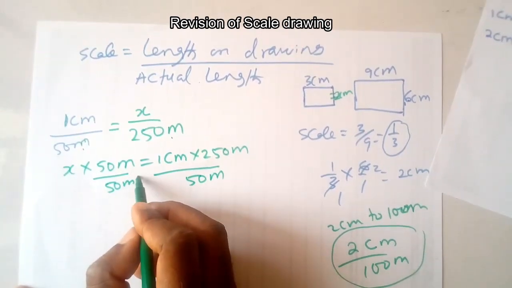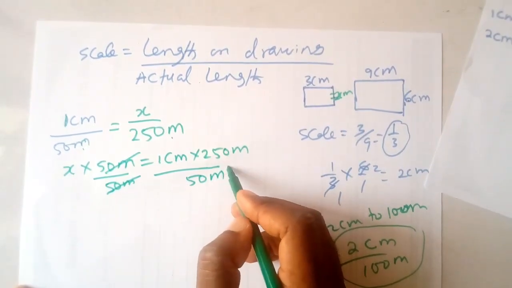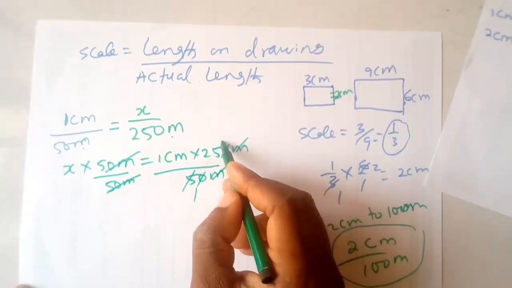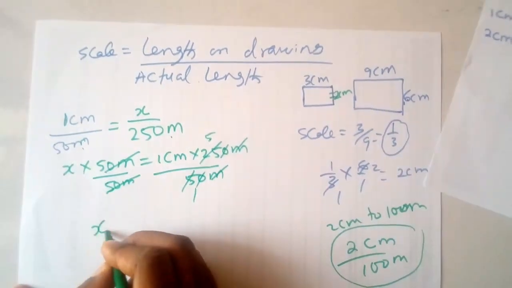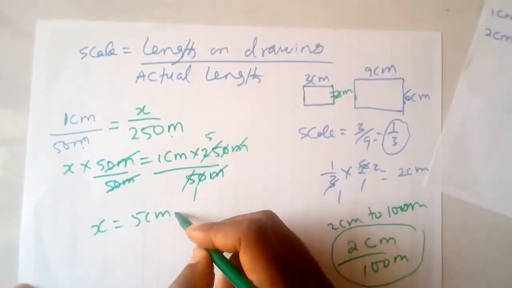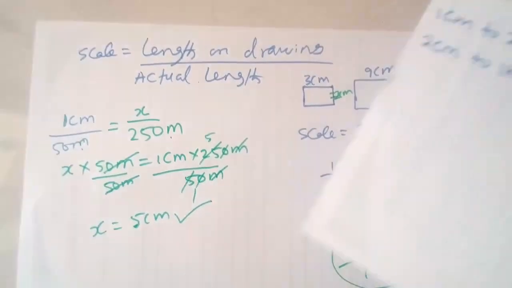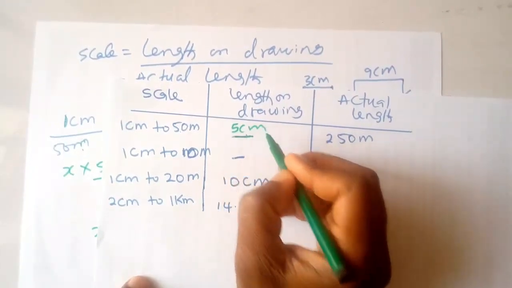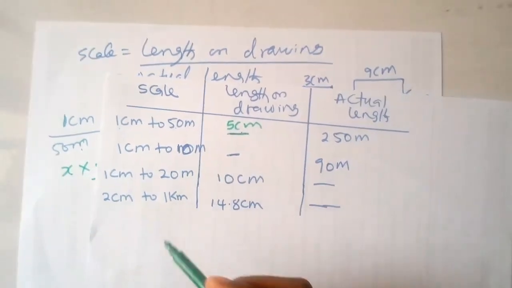So this 50 meters cancels this 50 meters. You can see x is standing. Meters cancel meters, 0 cancels 0, 5 into 25: 5 here 1, 5 here 5. 5 times 1 centimeter is 5 centimeters. So x equals 5 centimeters. Remember, the length on drawing that we use x to represent is 5 centimeters. So for this question, the length on drawing is 5 centimeters, as far as 1 centimeter represents 50 meters. I hope it is clear. So let us look at this as well.